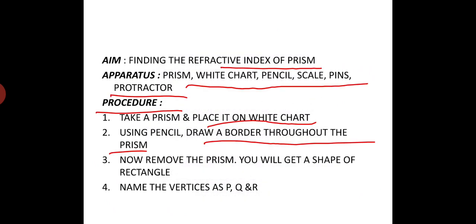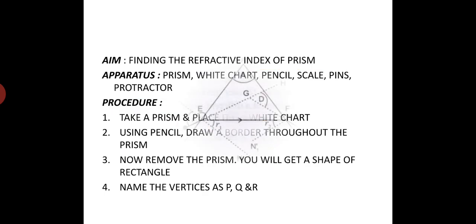Take a prism and place it on white chart. Using pencil, draw a border throughout the prism. Now remove the prism. You will get the shape of a rectangle. Name the vertices as P, Q and R.